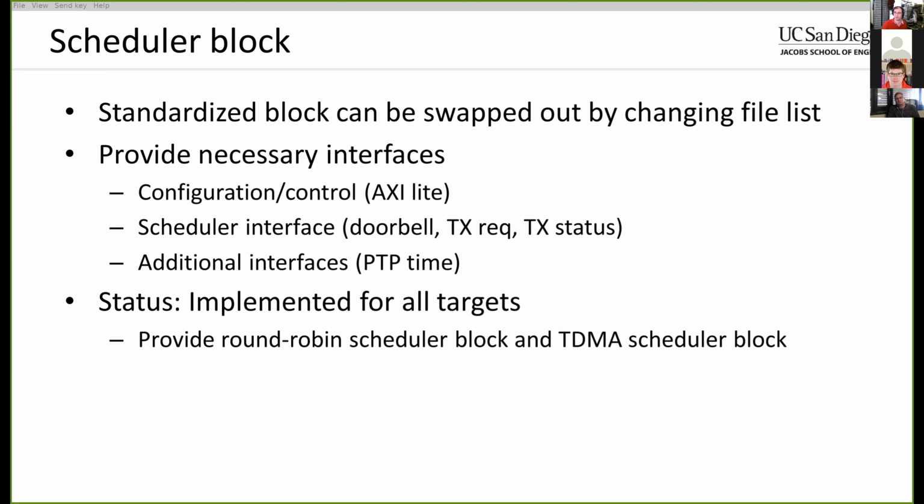So this is implemented for all the targets already. And like I said, I have two blocks available right now, the standard round robin scheduler and the TDMA scheduler block. Eventually, if you look in the repository, there are two folders, the MQNIC folder and MQNIC TDMA. The MQNIC TDMA folder is going to go away eventually once the TCL configuration is applied for all the targets. Then you can run the TDMA scheduler on any target just by changing the makefile and the settings in the TCL script. All right, so that's the scheduler block.